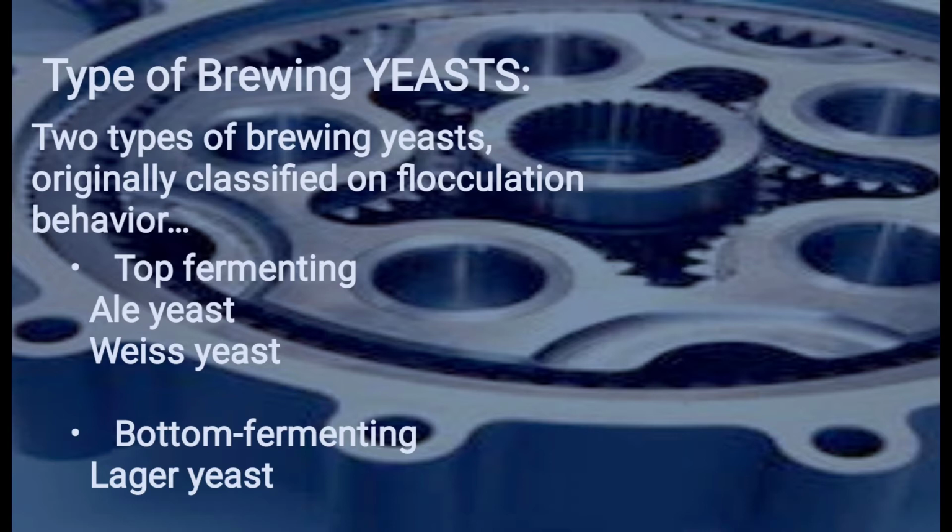There are two types of brewing yeast, originally classified on flocculation behavior. We have the first one, the top fermenting, which means they can ferment at higher temperature and ultimately produce esters, organic compounds easily described as fats and oils. We have two examples for this, the ale yeast and the Weiss yeast. Also, we have bottom fermenting, which means they can ferment at lower temperature, producing a crisper taste. The great example for this is the lager yeast.